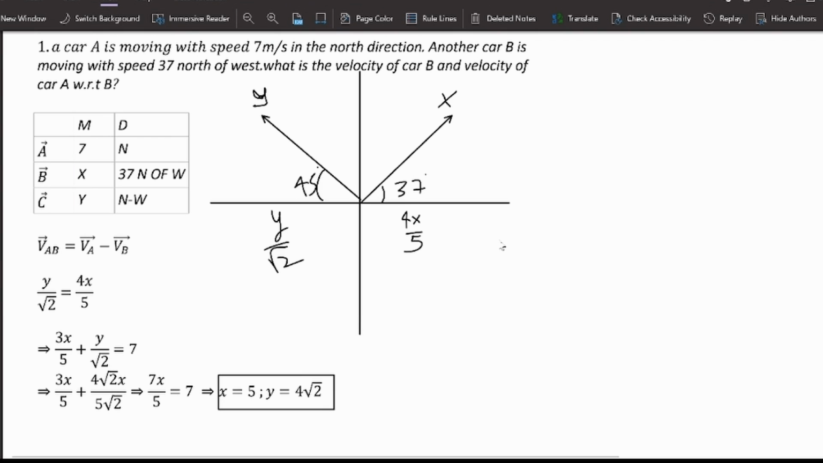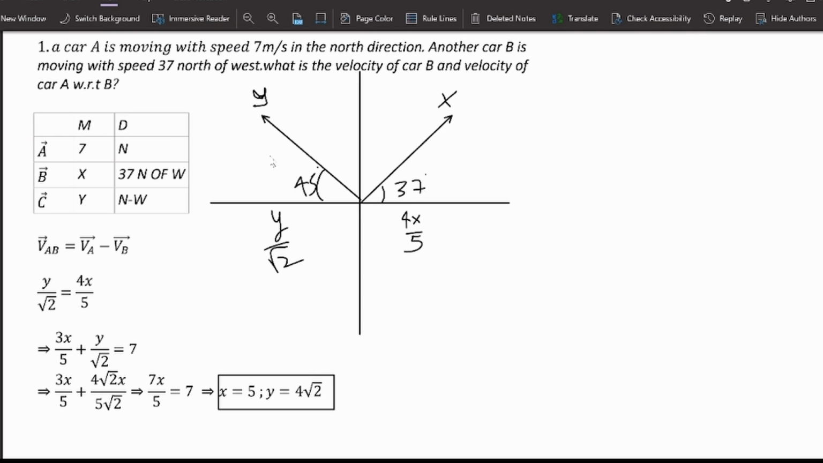Okay, so in this question, a car, car A, is moving with speed 7 meter per second in north direction. Another car B is moving with speed 37 degrees north of west. What is the velocity of car B and velocity of car A with respect to B?